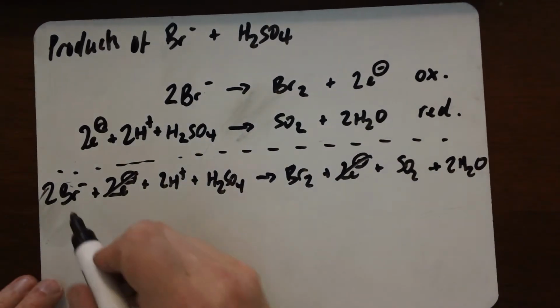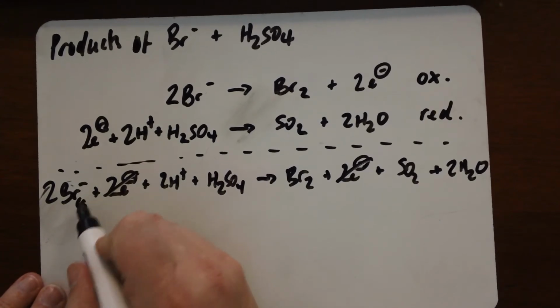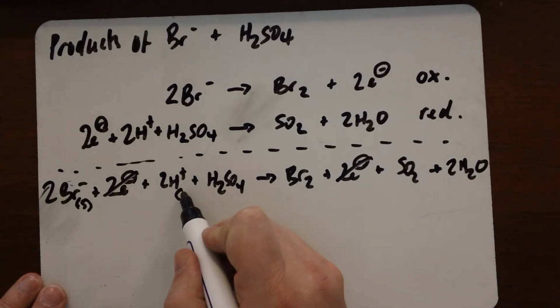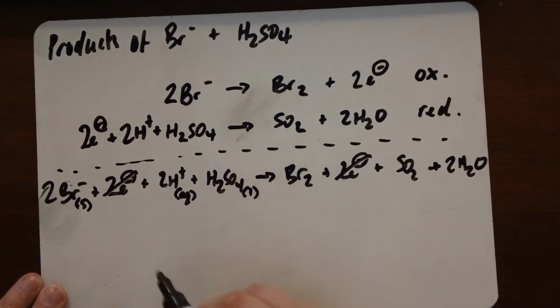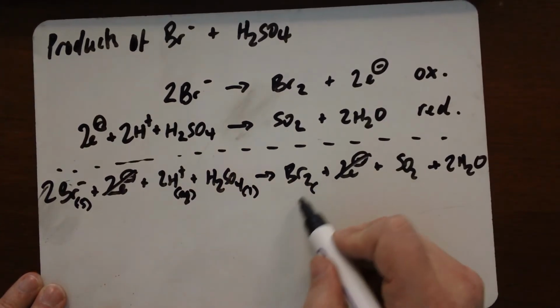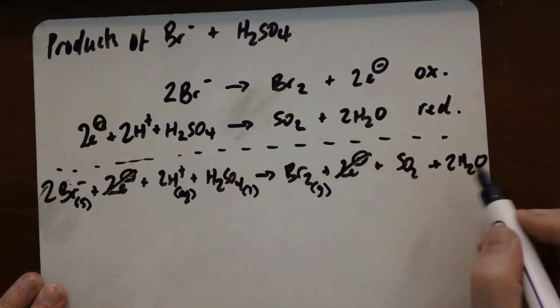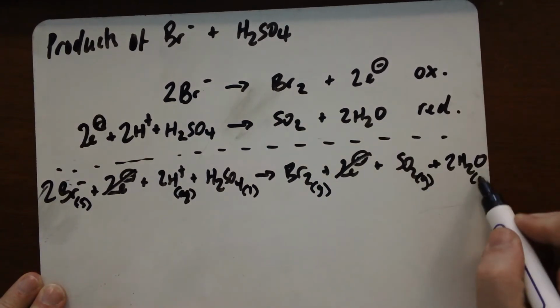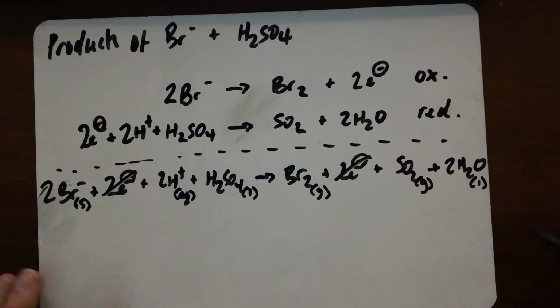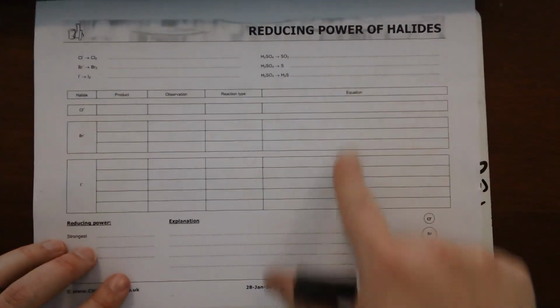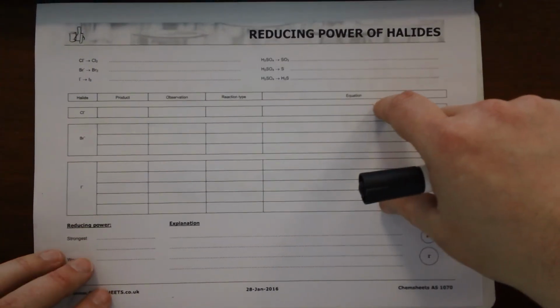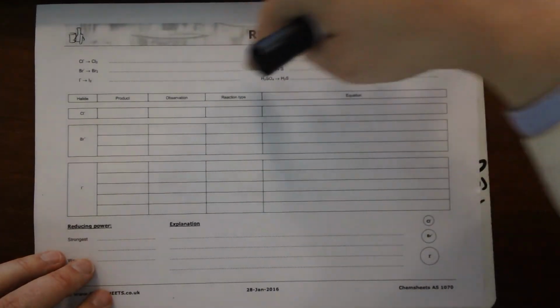And then all we need to do is just go through and write down the state symbols. And then liquid. And that's it. That's the overall equation, and you would write that onto your worksheet in this column here. It's the combined equation using the half equations that you've got at the top.